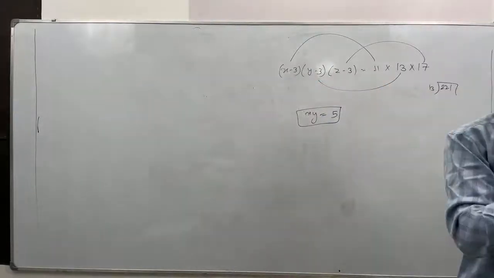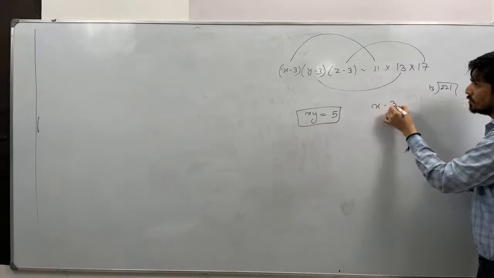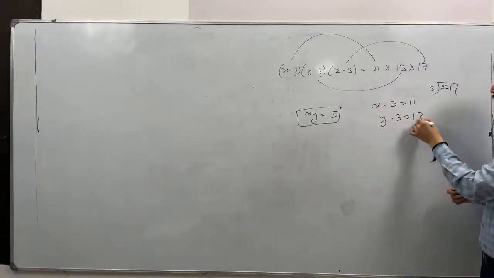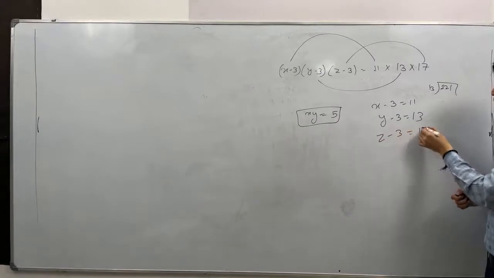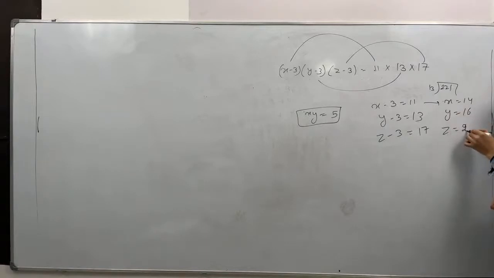He is not asking the individual age. I just want to know the age of all persons. So can I say x minus 3 will be 11 and y minus 3 will be 13, z minus 3 will be 17. So what is the age of x? 14. What is the age of y? 16. This one is 20. Simple, right?